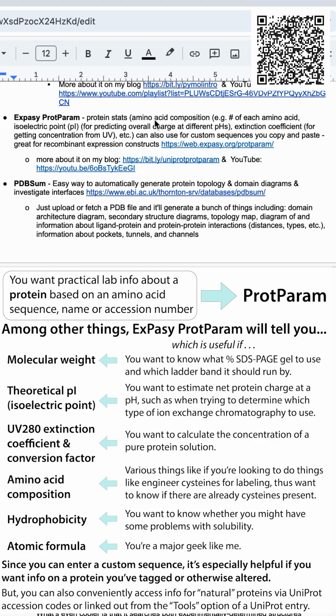ExPASy ProtParam. So here you're looking for some information about your protein, either a protein that is just like the wild type version, where you can just incorporate the UniProt ID, say, or you can paste a sequence of a custom protein. So maybe it's a protein that you've modified, a mutated version, you've added a tag or something, and you want to see the amino acid composition, you want to see the isoelectric point to plan out your purification, you want to look at the extinction coefficient to try to get the UV to protein concentration figured out. And so you can do that with ExPASy ProtParam.